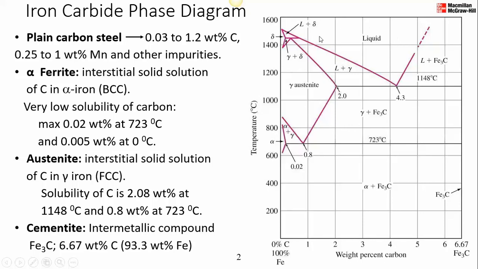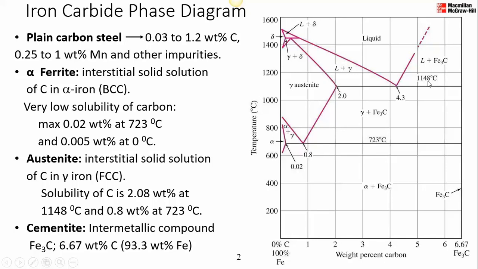Then we can observe other features on the diagram. At high temperature, the iron mixed with carbon is in a liquid phase. In this region of the phase diagram between the liquid and gamma austenite, we observe a mixed region of liquid and gamma. On the right hand side at high temperature, we observe liquid and iron carbide, cementite.